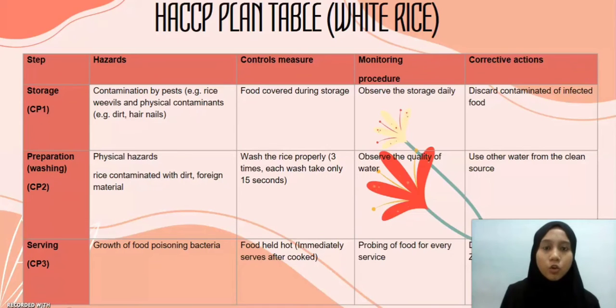The hazard is growth of food poisoning bacteria. The control measure is food held hot, which is to immediately serve the food after it is cooked. The monitoring procedure is probing of the food for every service, and the corrective action is to discard any food in the food danger zone.